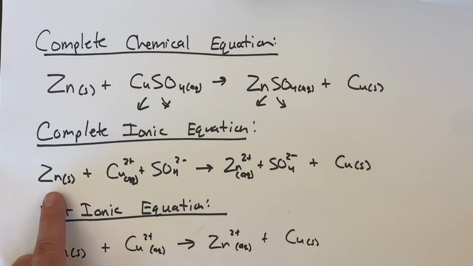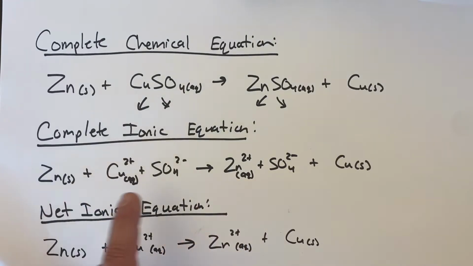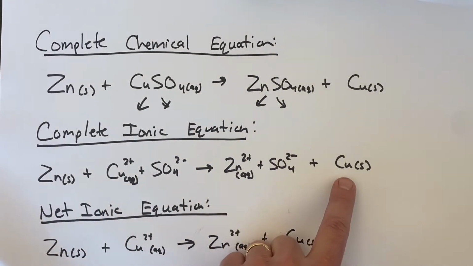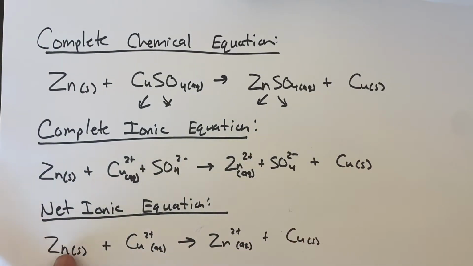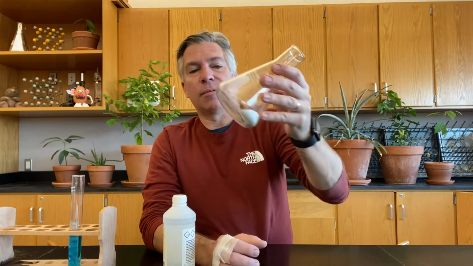Zinc started out as the solid element with 0 charge, but ended up as an aqueous ion with a 2+ charge. So it must have lost 2 electrons along the way. And so that is a change that I need to report. The solid became the aqueous. And the copper did the opposite, started out aqueous and ended up solid, because it gained 2 electrons, those 2 electrons that were lost from the zinc. So my net ionic equation is solid zinc reacting with aqueous copper 2+ ion to make zinc ion and some copper solid.